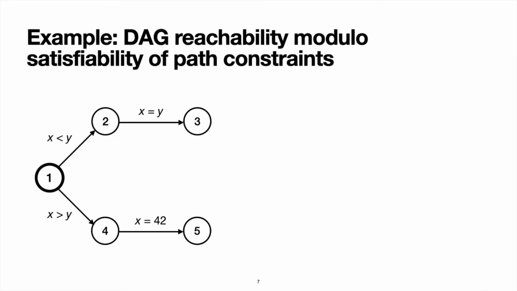Once we have this graph, we could go ahead and do some sort of computation on it, such as computing reachability modulo path satisfiability, where we're saying a node is going to be reachable only if the path leading to that node, if you take all the constraints along that path and make a conjunction of them, that conjunction has to be satisfiable. So how would we do that?